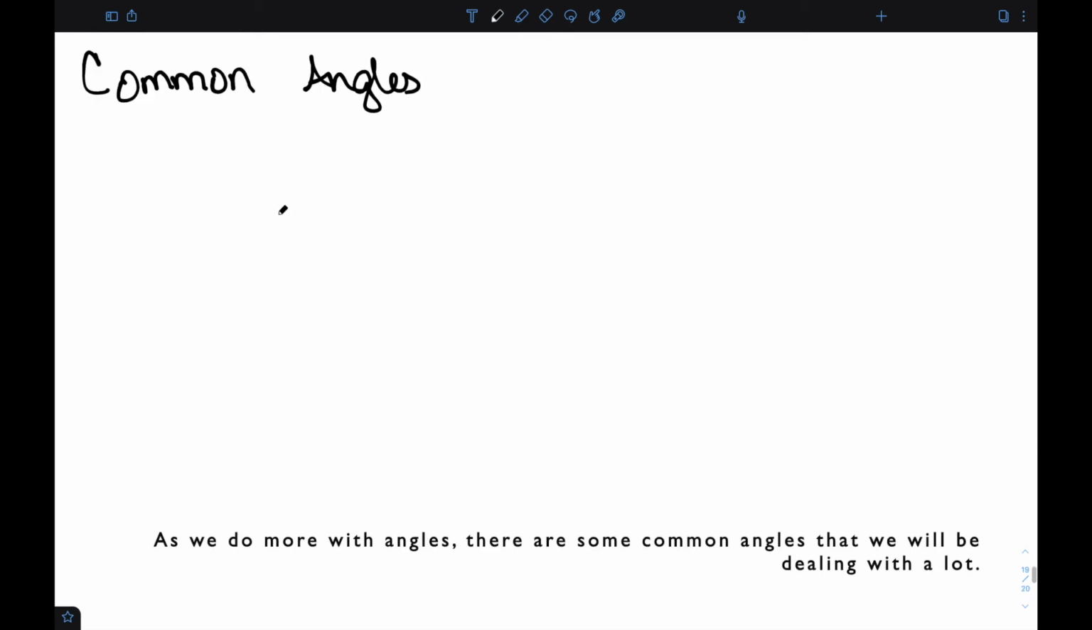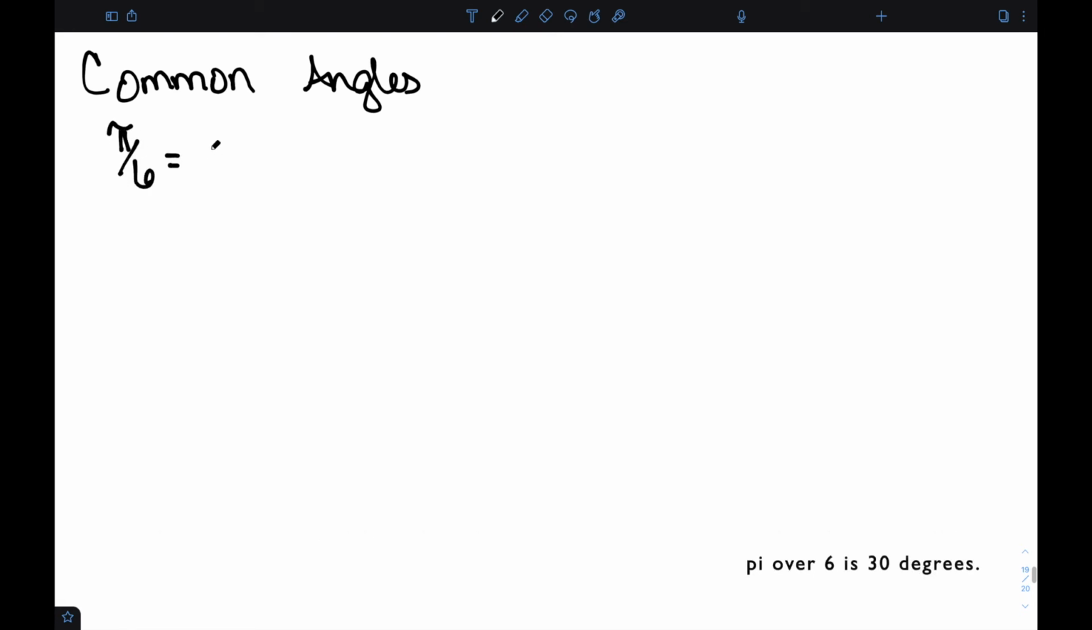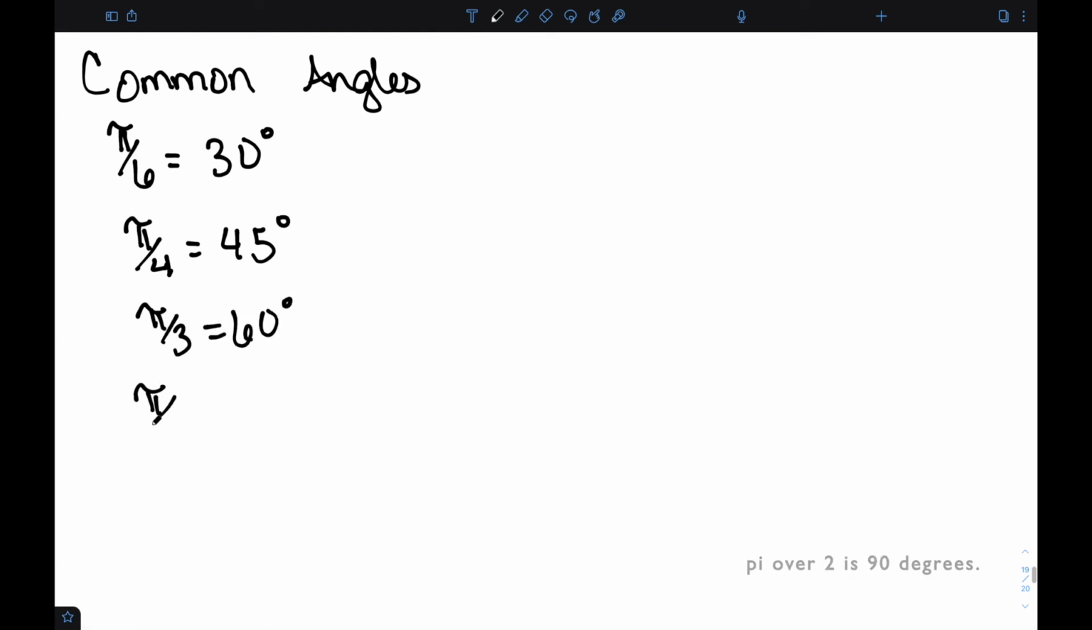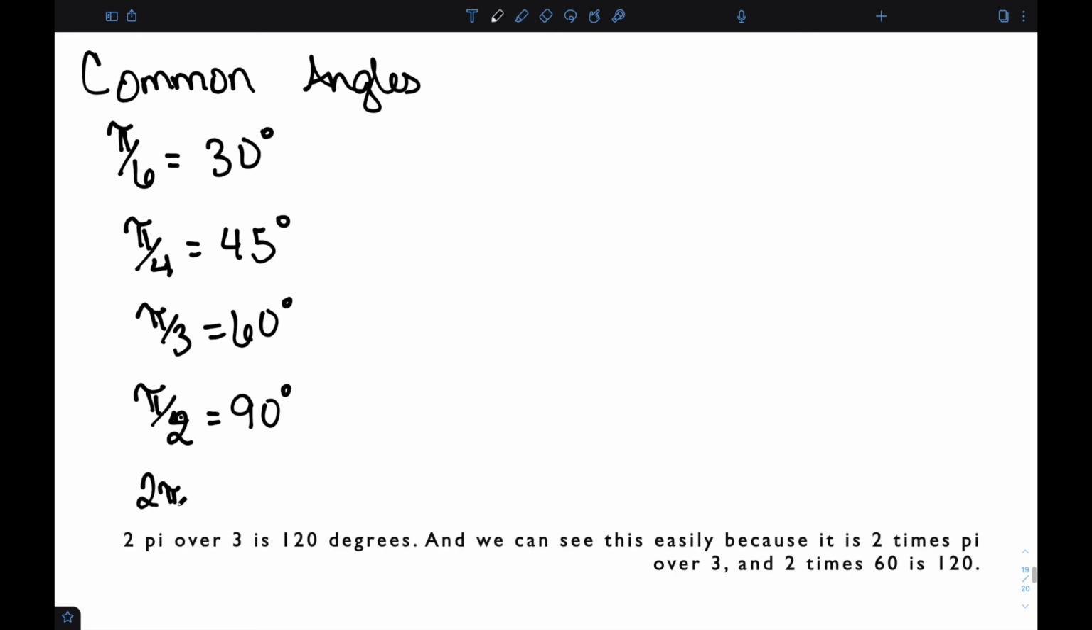As we do more with angles, there are some common angles that we will be dealing with a lot. Pi over 6 is 30 degrees. Pi over 4 is 45 degrees. Pi over 3 is 60 degrees. Pi over 2 is 90 degrees. 2 pi over 3 is 120 degrees, and we can see this easily because it's 2 times pi over 3, and 2 times 60 is 120.